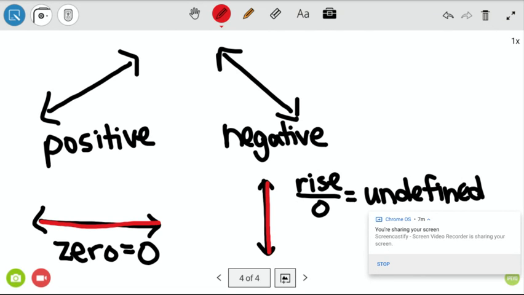You guys will have some practice counting slope. If you have other questions about counting slope, feel free to email me. But I'm actually going to move on to the slope formula.